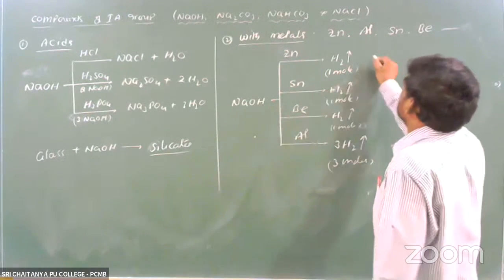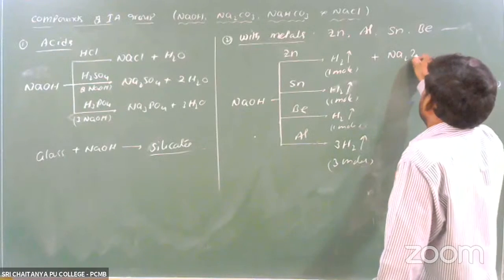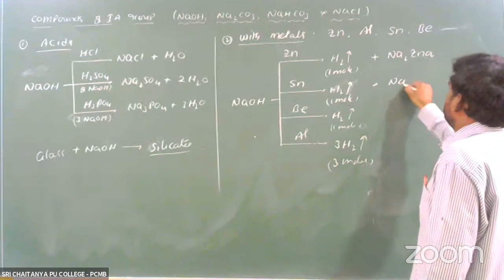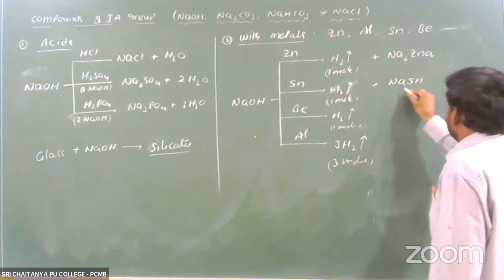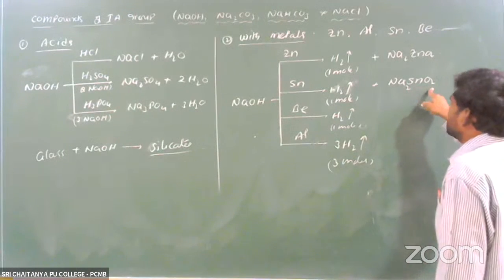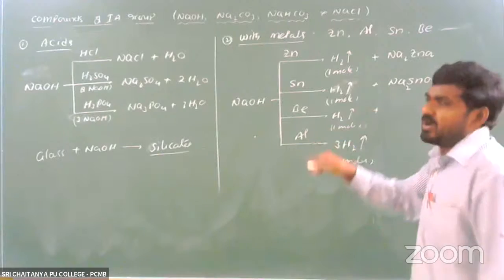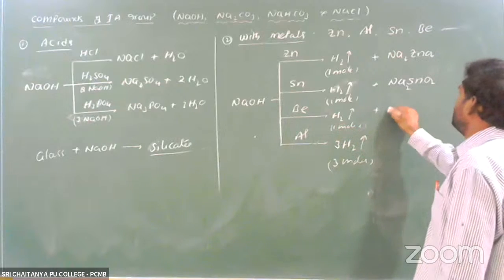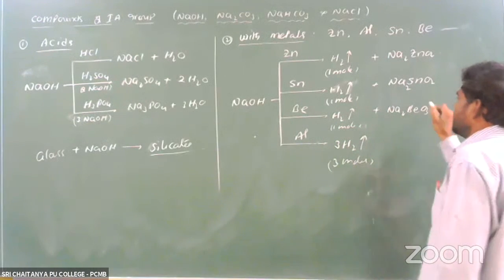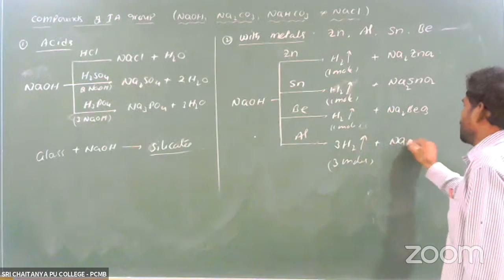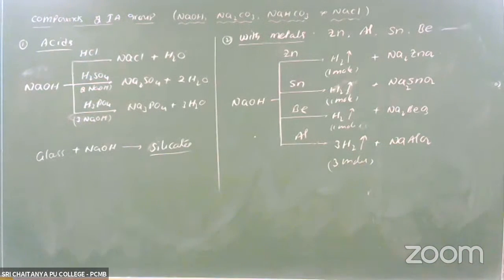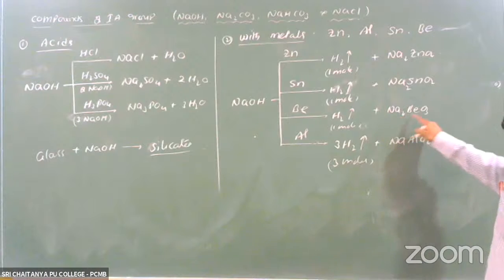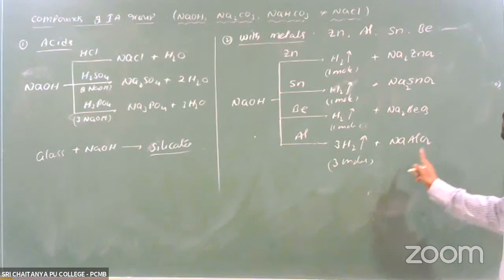Here with zinc, it forms sodium zincate, Na2ZnO2. With tin, sodium stannite is formed, Na2SnO2. With beryllium, sodium beryllate is formed, Na2BeO3. With aluminum, sodium metaaluminate, NaAlO2, is formed. Sodium zincate, sodium stannite, sodium beryllate, sodium metaaluminate.